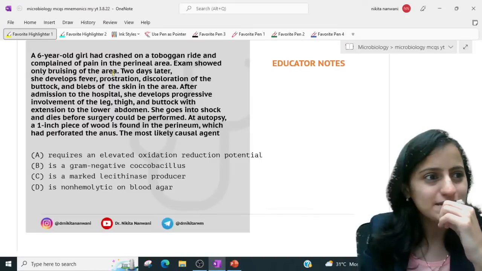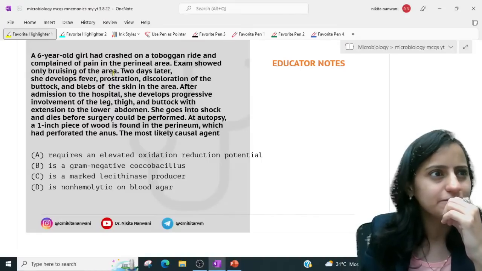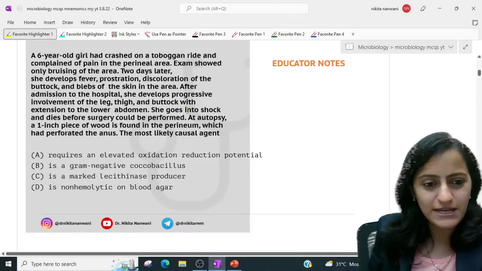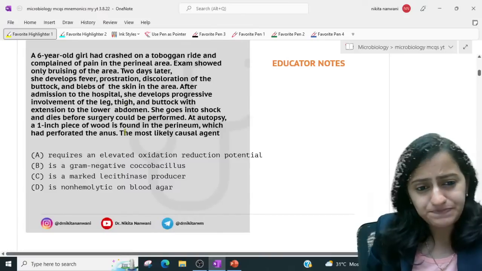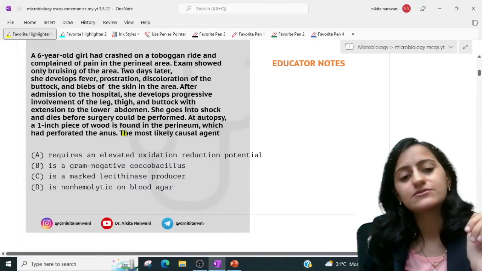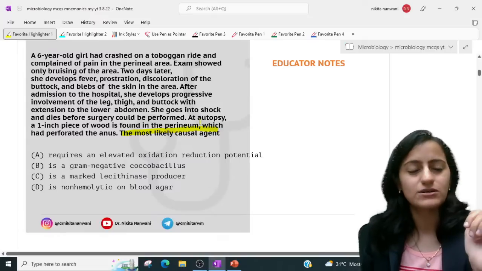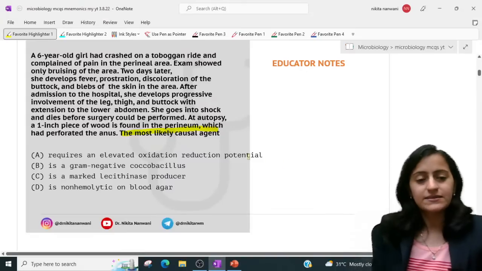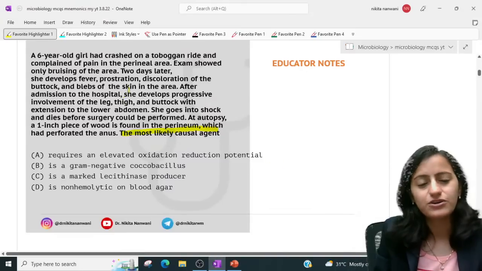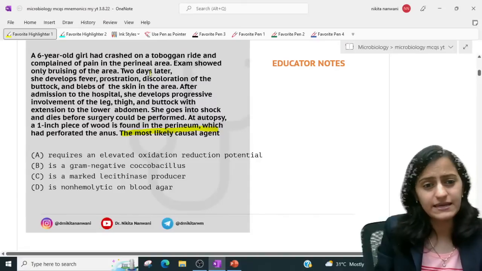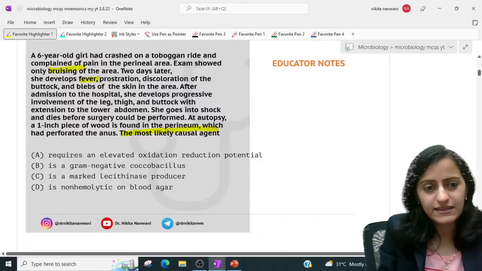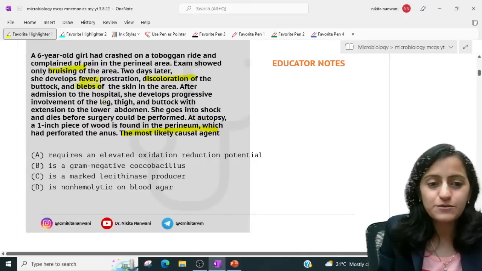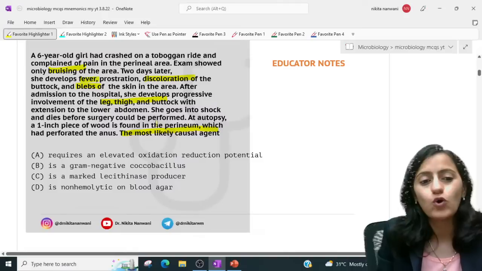Okay, so why do I see a lot of mixed answers here? Very good. Farman, Manisha, Nisar, I can see the majority of you have got this right. Now let's have a look at the question. For lengthy questions, I would always suggest look at the last line. What is the most likely causal agent here? And what we see here is a 6-year-old girl who had crashed on a ride and had pain in the perineal area. Then there was bruising, then there was fever, discoloration, and blebs. It went on to involve the leg, thigh, and buttock also.